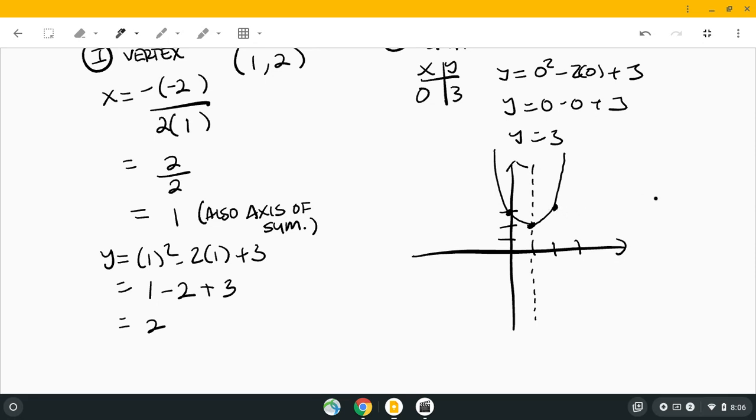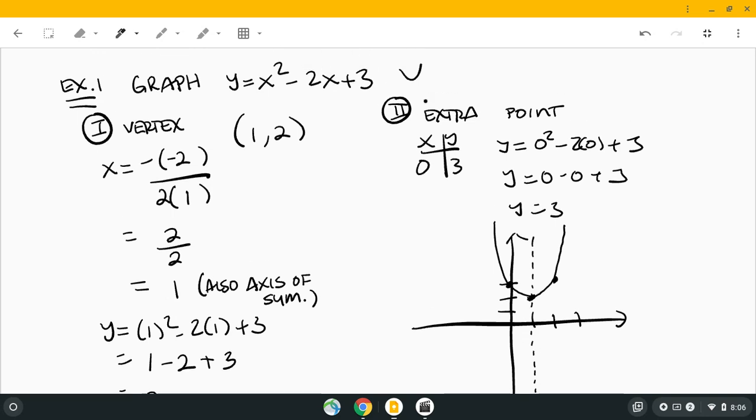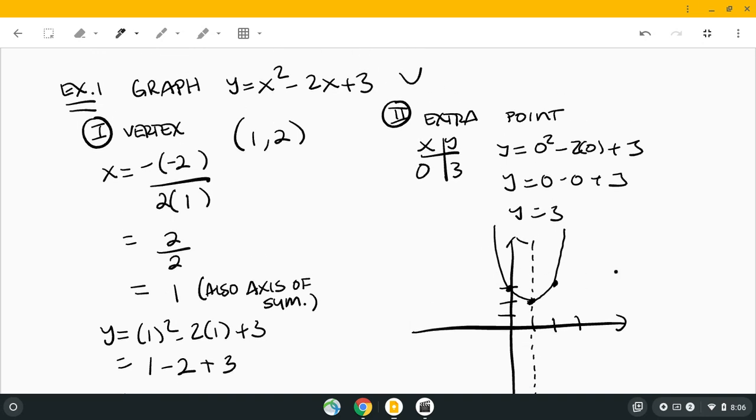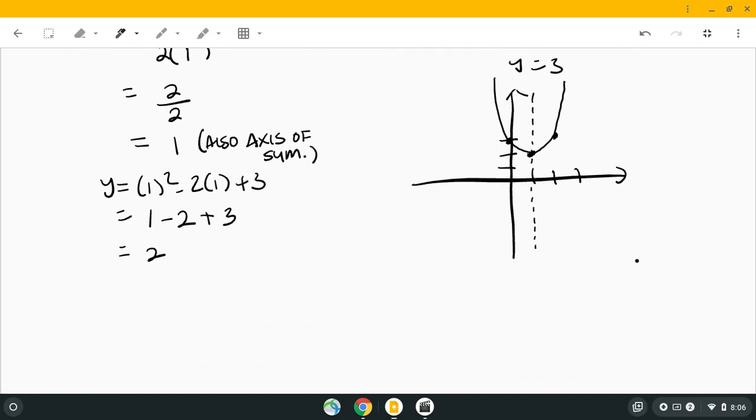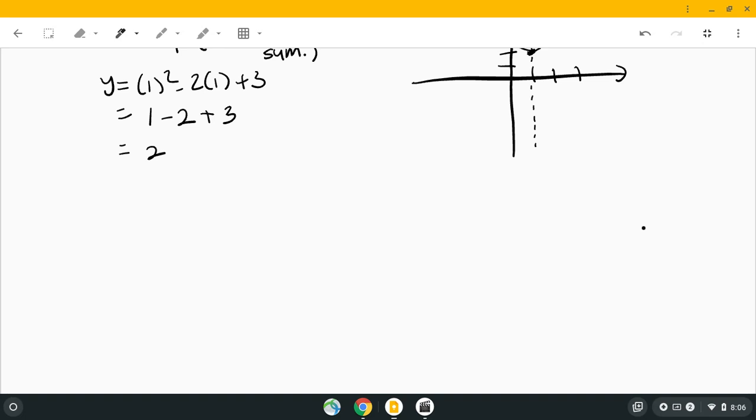And we already knew that this parabola was going to be a parabola that opens upward, and we see that it does. Okay, so that's how you graph these quadratics that are written in standard form. Okay, so let's go ahead and do another one. Let's graph y equals x squared plus 4x minus 5.